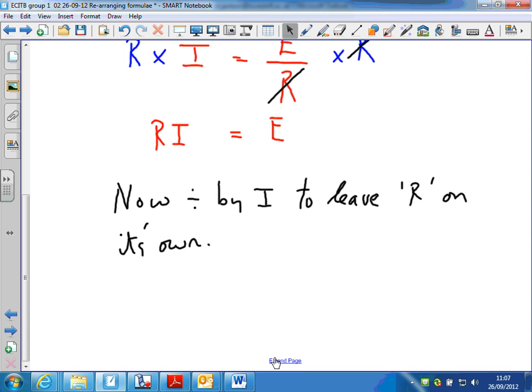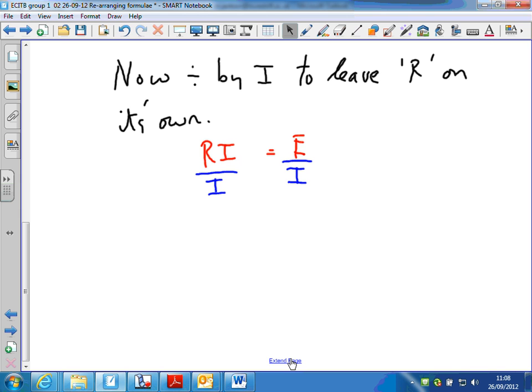So rewrite it. I'm going to divide by I. So I must divide the other side by I. Divide both sides by I. Whatever I do to one side, I must do to the other. Now the I's cancel, and I'm just left with R. So R equals E over I, and I've rearranged the formula.